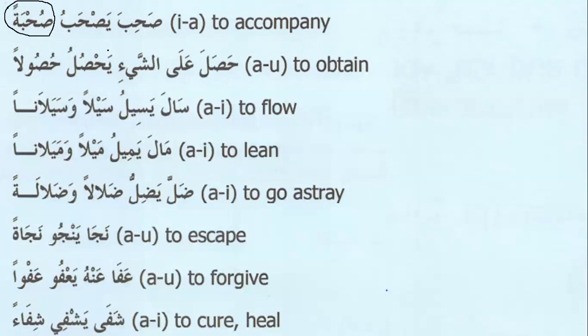For example, here, sahiba yashabu suhbatan, fu'alatan. Here we have hasala, and we have hasala yahsulu, husulan, sala yasilu, saylan wa saylanan. Sometimes it has 2. Mala yamilu maylan wa maylanan. Dalla yadillu, we have dalalan wa dalalatan, 2 patterns. So naja yanju, najatan, afa yafu, and we have afwan, and then shafa yashfi, shifa'an.